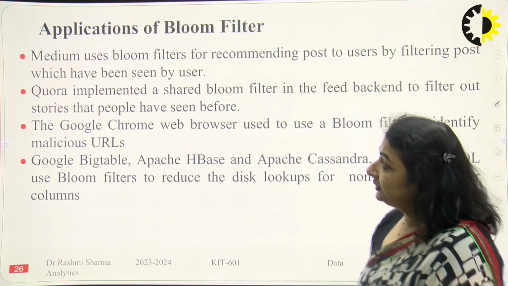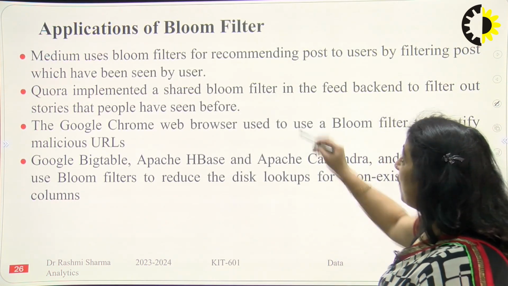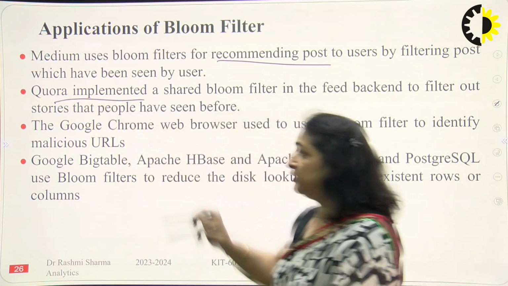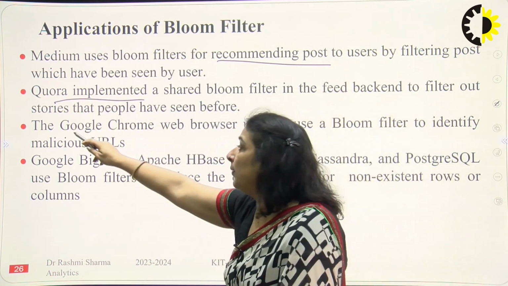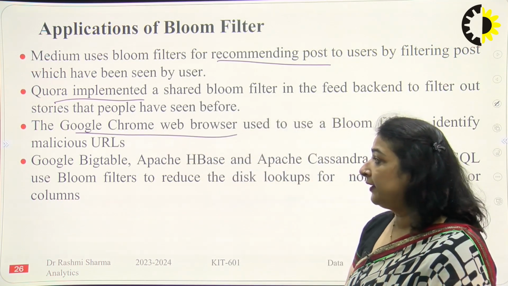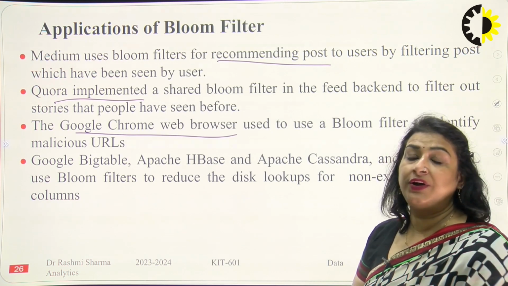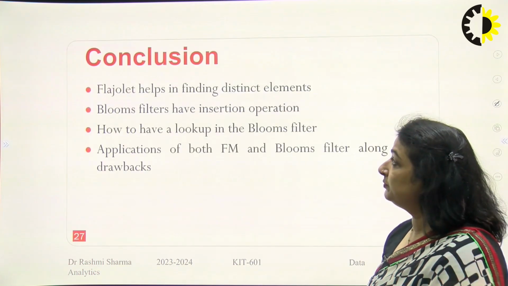Okay, so applications: Medium uses Bloom filters for recommending posts. The Quora implementation uses it. The Google Chrome web browser uses this. Google Bigtable and Apache HBase, all these use Bloom filtering for filtering out those particular streams.